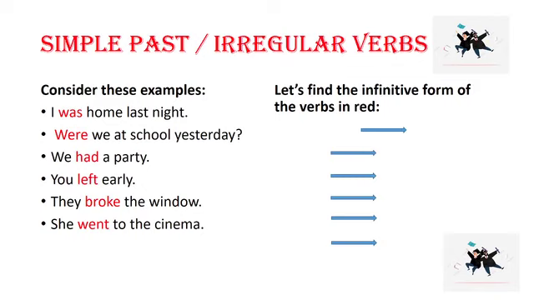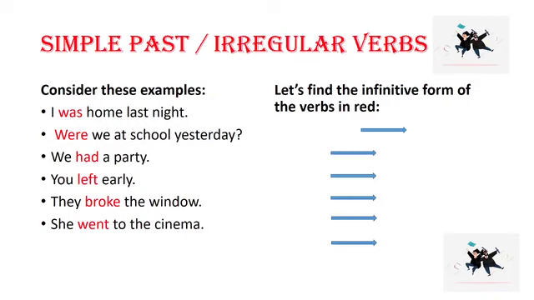Let's see the verbs. First sentence: I was home last night. Second: were you at school yesterday? Third: we had a party. Fourth: you left early. Fifth: they broke the window. Last one: she went to the cinema. Try to take a paper and write down those verbs in red.